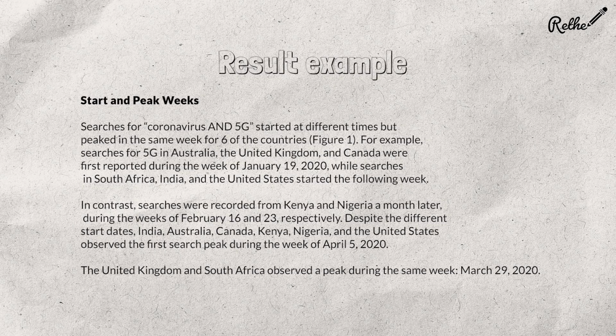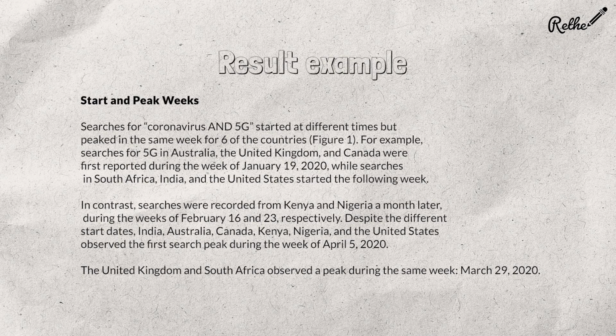In contrast, searches were recorded from Kenya and Nigeria a month later, during the weeks of February 16 and 23rd, respectively. Despite the different start dates, India, Australia, Canada, Kenya, Nigeria, and the United States observed the first search peak during the week of April 5th, 2020. The United Kingdom and South Africa observed a peak during the same week, March 29th of 2020.